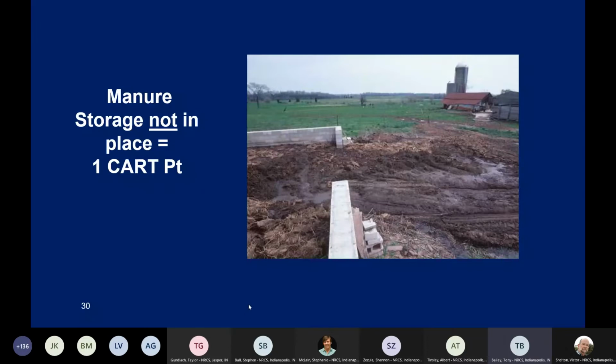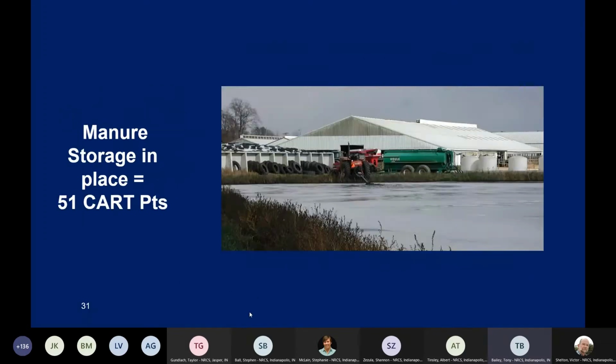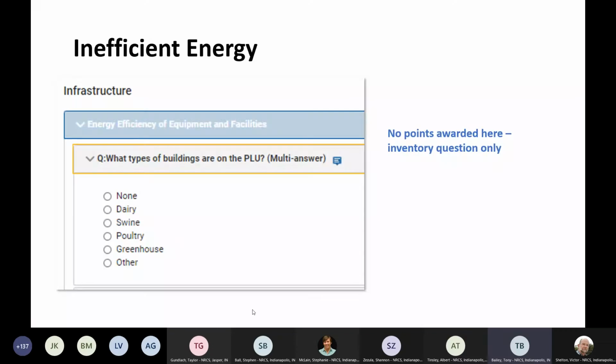But if we do have manure on site, if we don't have storage, have runoff off of that, that would be 1 point. And if we have good storage in place, we don't really get into if we've got enough storage to get through the winter or not, just whether we have the right amount of storage available, and then that would be worth the 51 points.